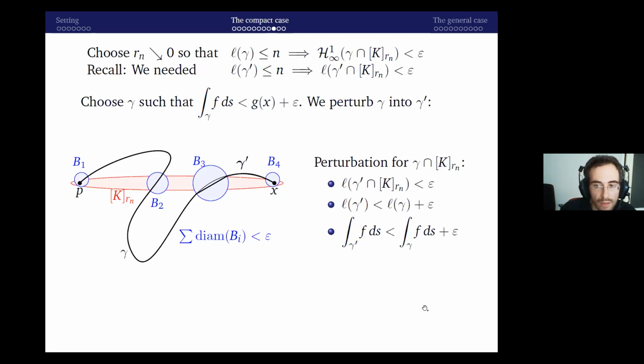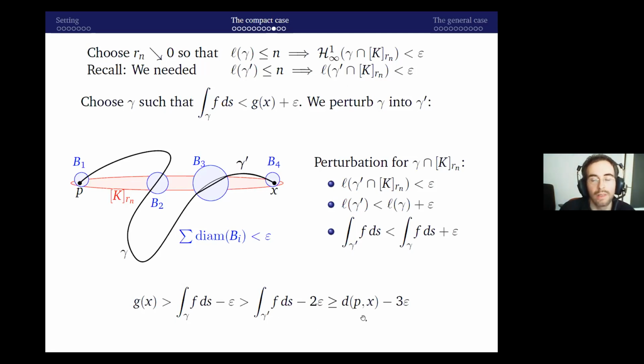And this means that we are already done, because then our function g, we can approximate it by integrating against some curve. Then we can approximate this curve by this perturbation here, and this satisfies our condition. So this is almost the same as the distance, or it's bounded below by almost the distance. So this would finish the proof.